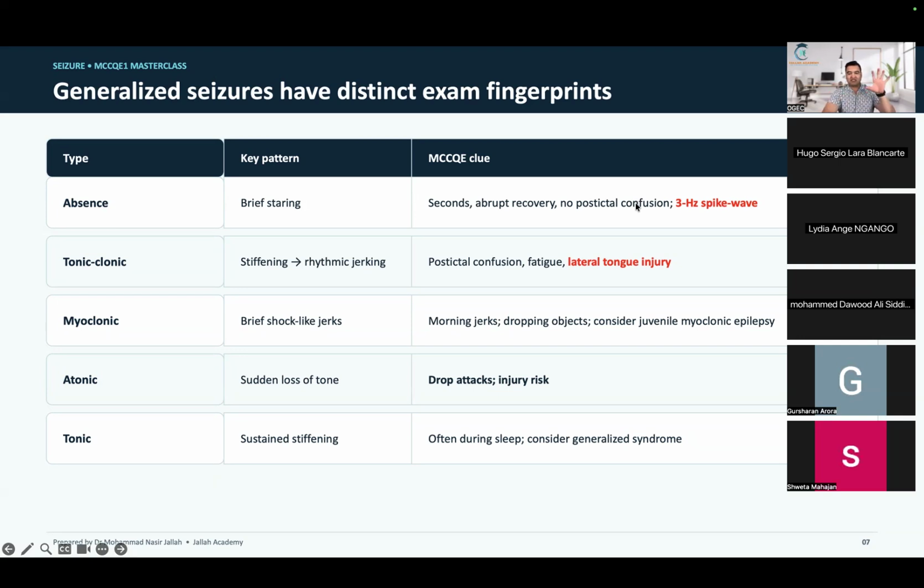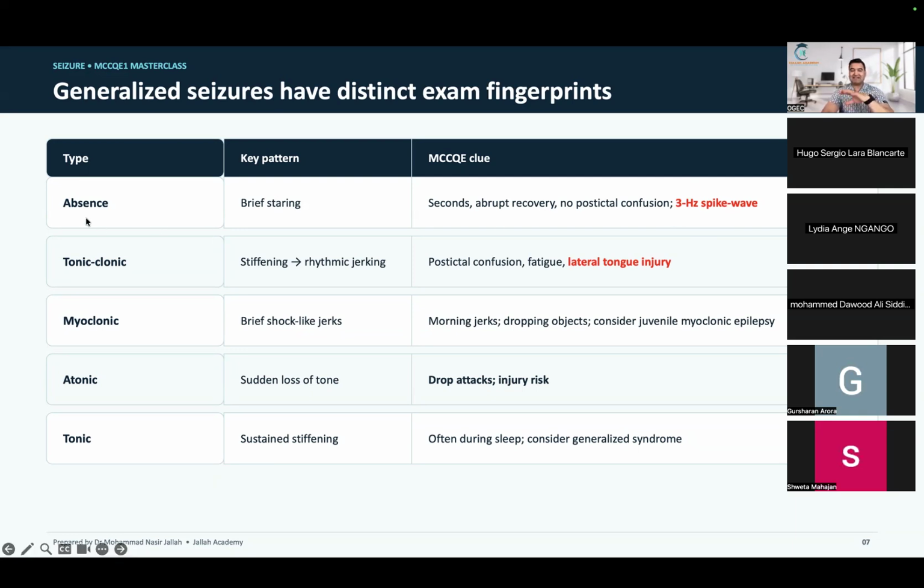So it means the patient does not look confused after recovery, as opposed to tonic-clonic, where the patient will have postictal confusion. And something that the MCC loves to test on absence is the spike wave. When you do the EEG, the 3 hertz spike wave will be positive. So please remember this. They love to test you on this one, okay?